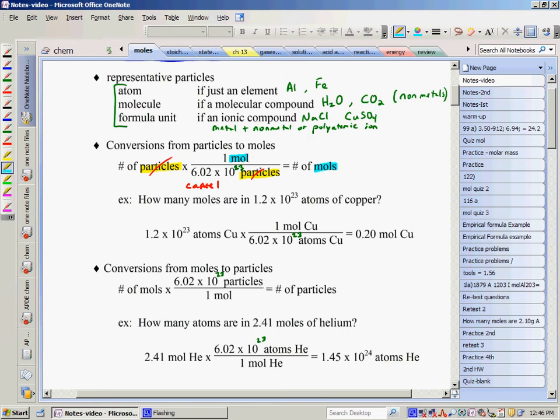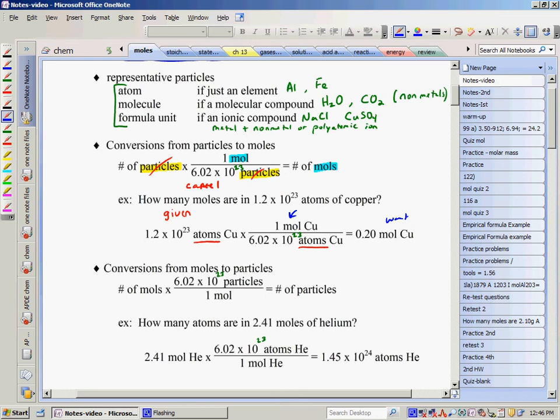Now, how you type that into a calculator is 1.2, then you want to hit the key that says EE, and then 23, divided by 6.02, that key that says EE, 23, and then your equals. Okay? A Casio is going to have an EXP button. A Texas Instruments calculator is going to have an EE button. Okay? That button is a button that tells the calculator you're in scientific notation.